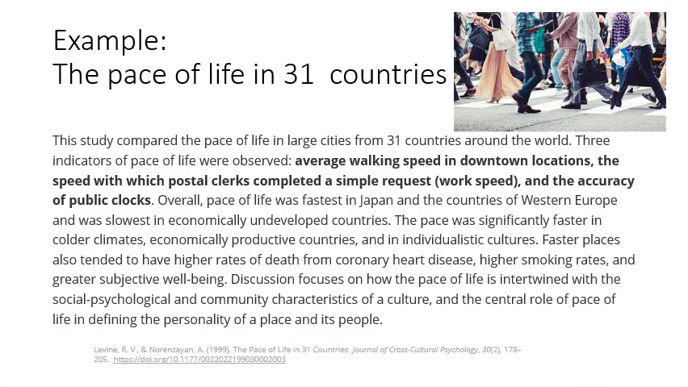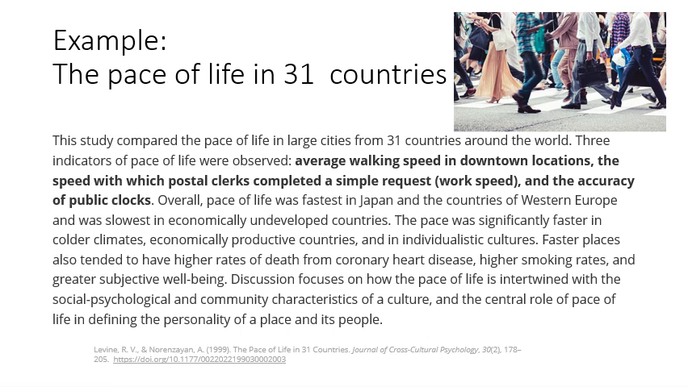Here's an example. This is a study that's called The Pace of Life in 31 Countries. This study compared the pace of life in large cities from 31 countries across the world. Three indicators of pace of life were observed: average walking speed in downtown locations, the speed with which postal clerks completed a simple request, work speed, and the accuracy of public clocks. So they were observing, but they were observing certain things.